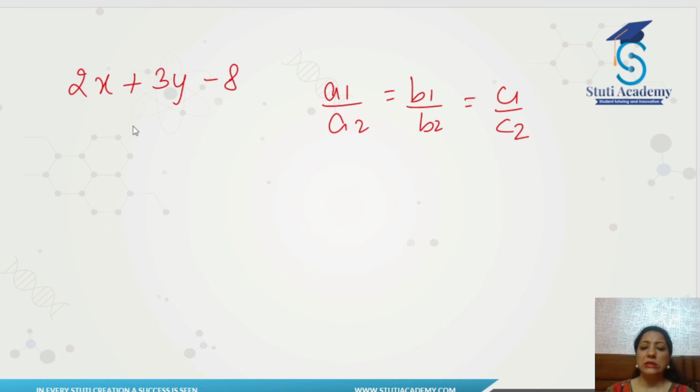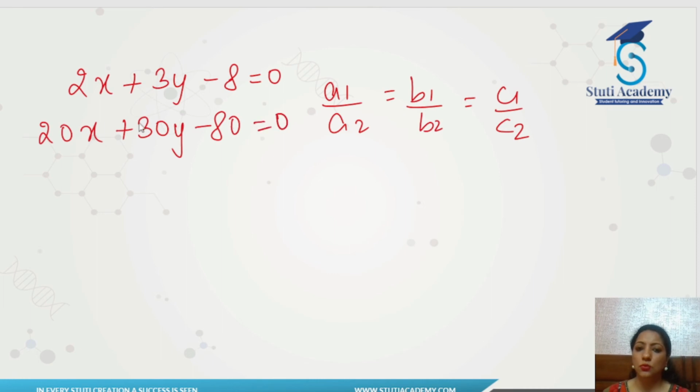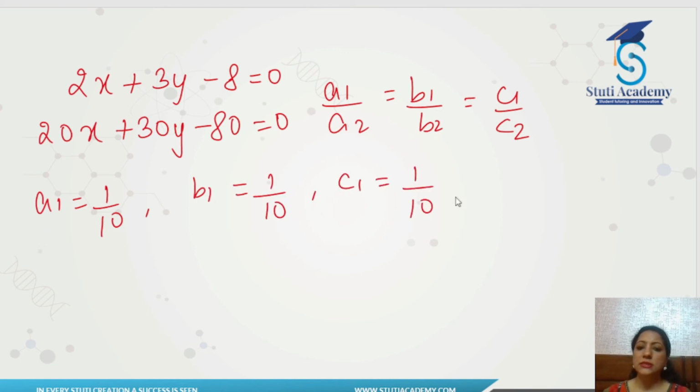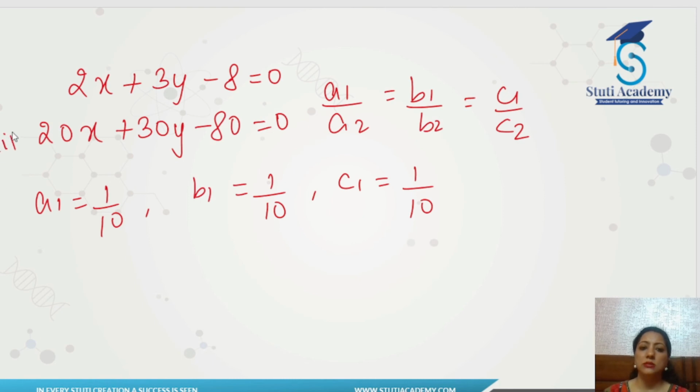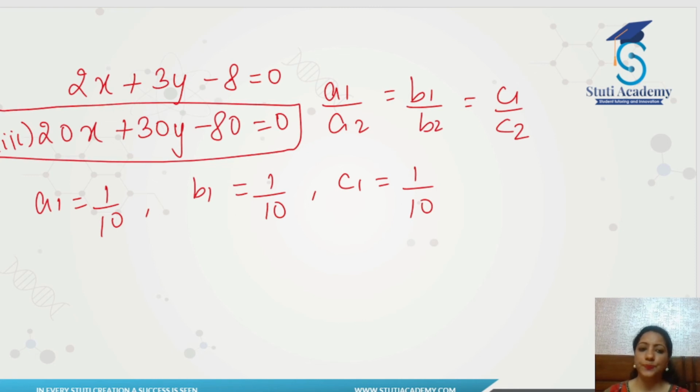So what we can do in this case, take this equation given to you and multiply it with any number. You can multiply it with 5, with 10, anything as per your choice. Like in this case, I'm multiplying this throughout by 10. So I'll get 20x plus 30y minus 80 is equal to 0. So we'll get all the ratios here as 1 by 10. Just see, all the ratios, they are 1 by 10. So we can say that in this case, we have infinite solutions. So that's the case of coincident lines. So I can write this one as answer of third part. Students, I hope you've all understood this.